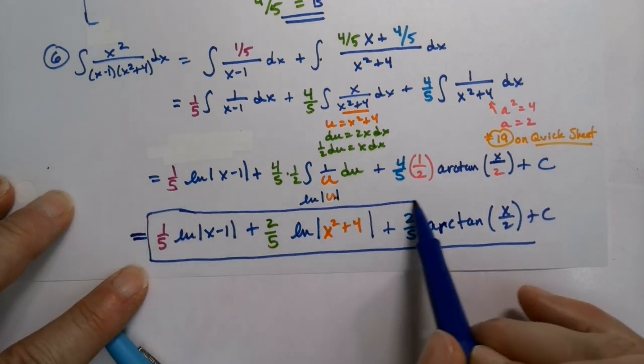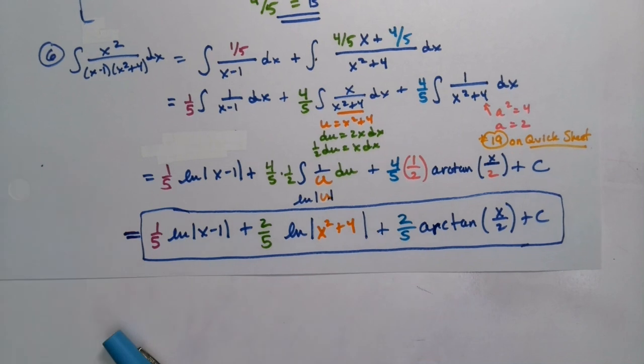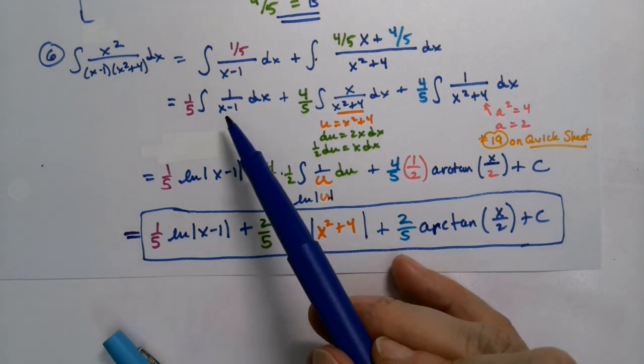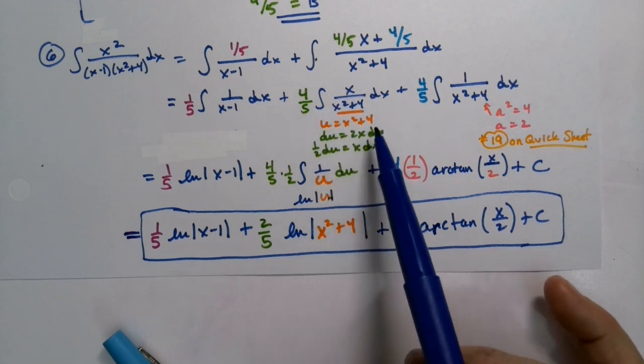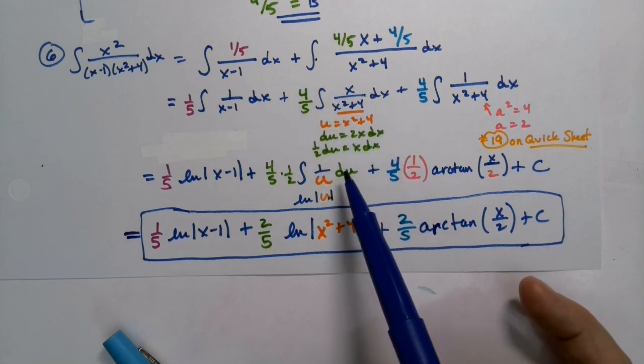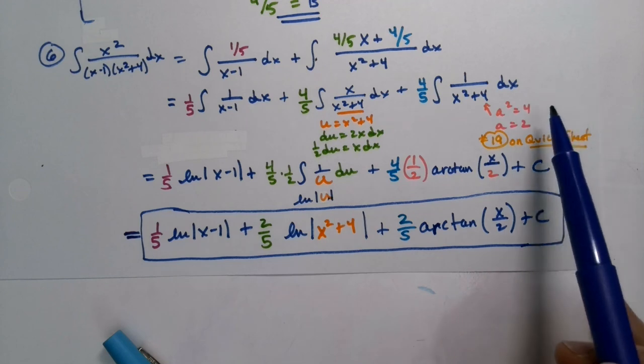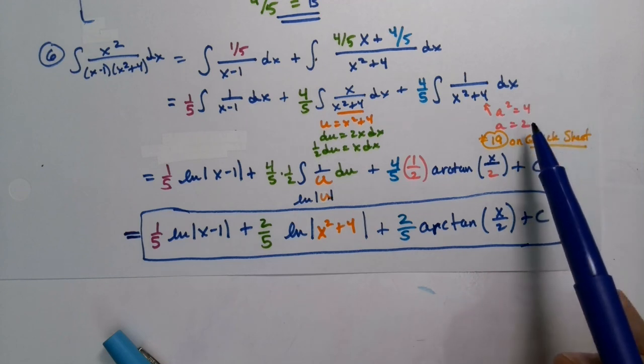None of the integrals was particularly hard, but we did have to separate and do each one separately. So this one's very easy. That's a natural log. This one required a U substitution, and we're kind of tucking it in there. And then this one is actually a formula on the sheet, but you have to know what A is and then apply the formula correctly.